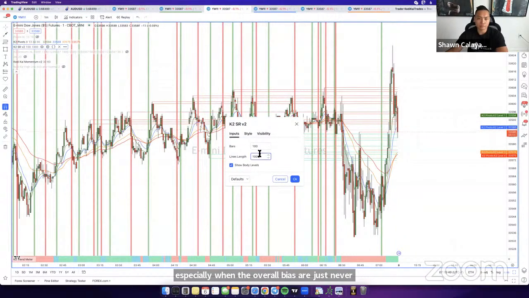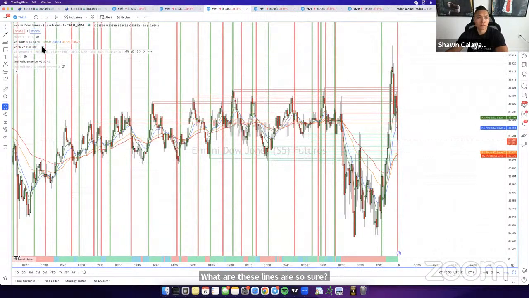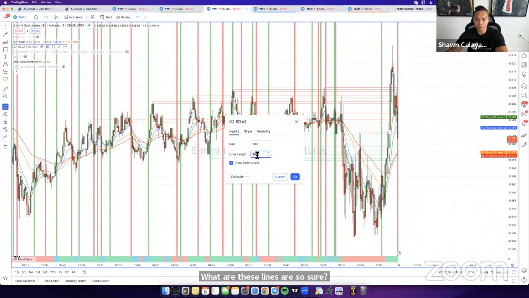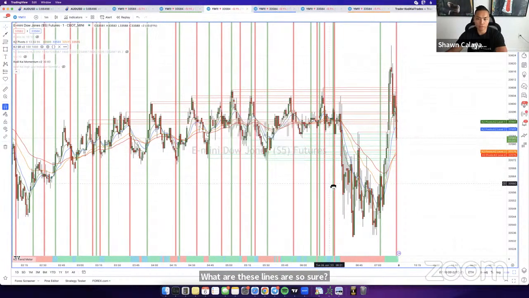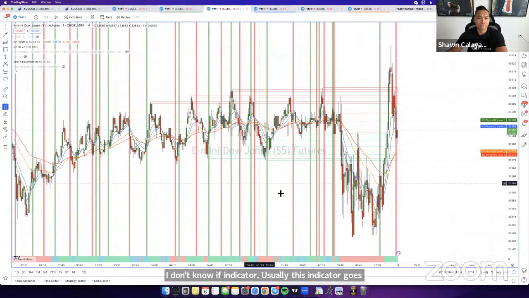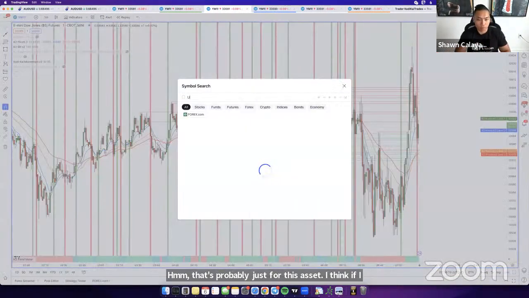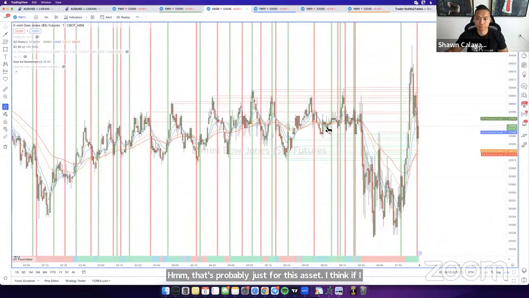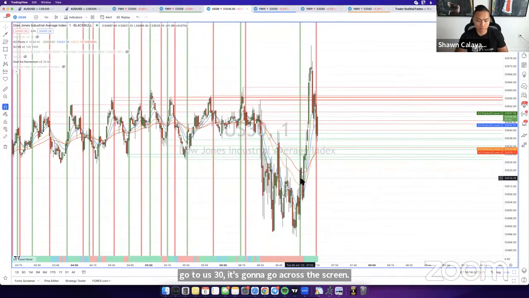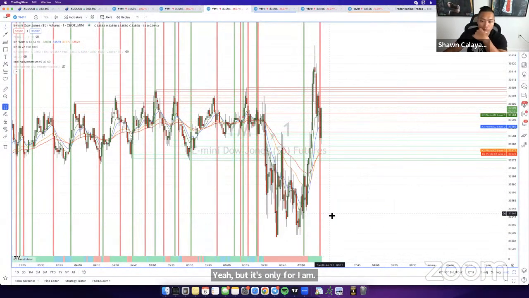I wonder why these lines are so short. Yeah, I don't know what's this indicator. Usually this indicator goes across the entire chart, but it just cuts off here now. It's probably just for this asset. I think if I go to US30, it's gonna go across the screen. Yeah, but it's only for YM. Or no, there we go, it works now.